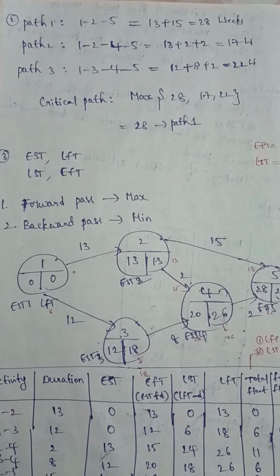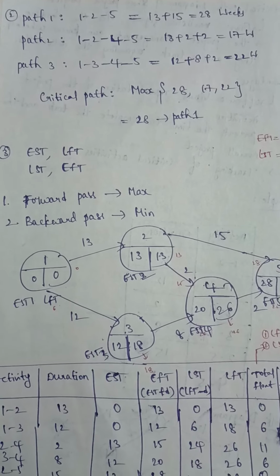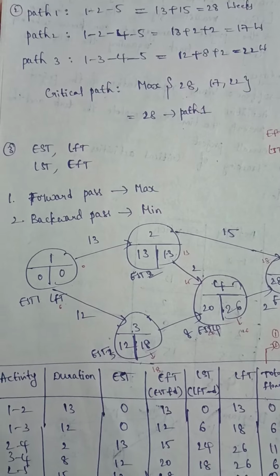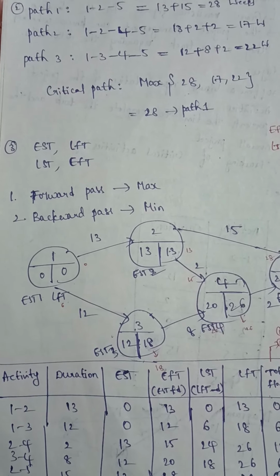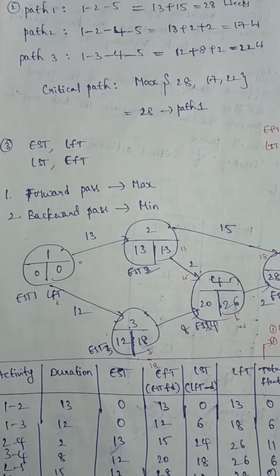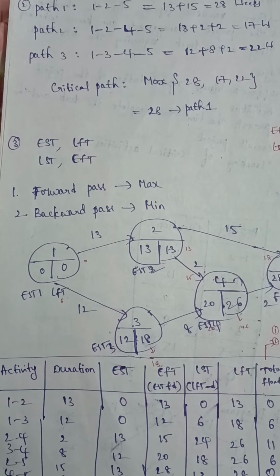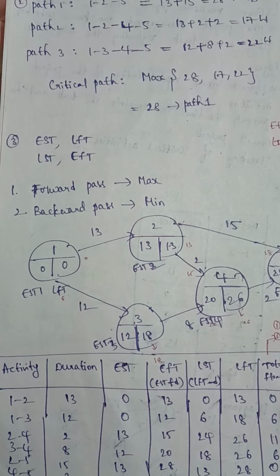Hello friends, in the last video I discussed the critical path method part 1. Now we are moving to the critical path method part 2 video. In this video we are going to see what are the 4 parameters that are used to determine the activity of the network and how to calculate the free float and total float.